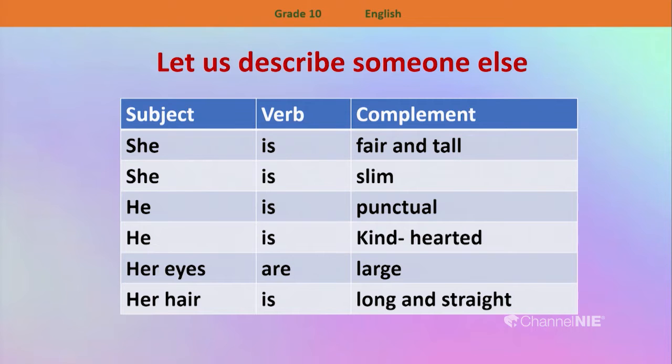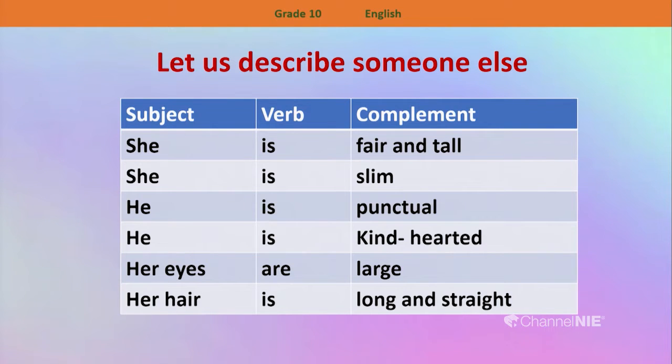Yes, let us describe someone else. So we need a subject, verb and a complement. This is a very simple structure, children. Then you will not go wrong anywhere. You can write the subject, the verb and a complement.